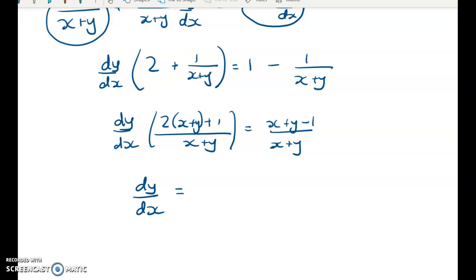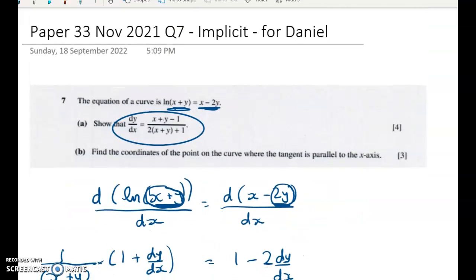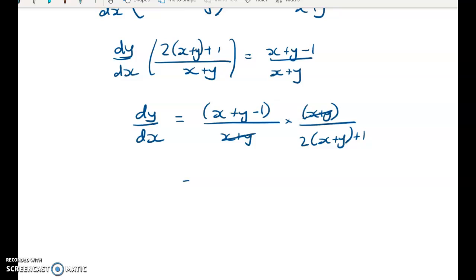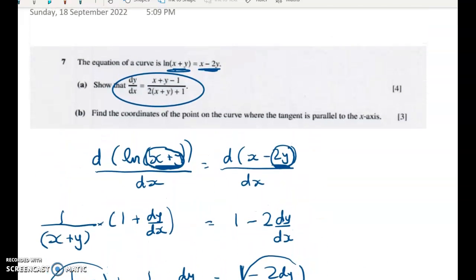cross multiply. We get dy by dx is equal to x plus y minus 1 over x plus y times x plus y over 2 into x plus y plus 1. And I think that's the form we need to show. Yep, that's exactly what we needed to show. x plus y minus 1 over 2 times x plus y plus 1, as required. Okay, so not too bad, just go slowly and think about what it means to differentiate with respect to x.